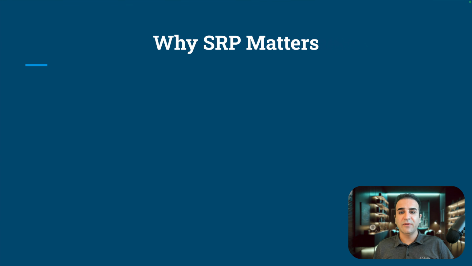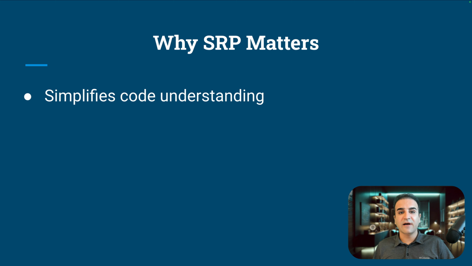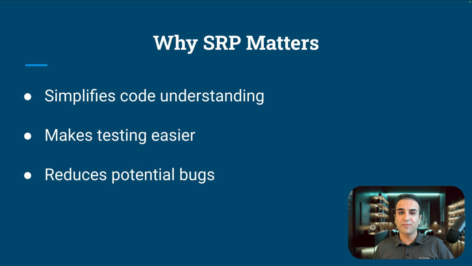So, why does SRP matter? Let me highlight 3 key reasons. It simplifies code understanding. When a class has just one job, it's easier to figure out what it does. It makes testing easier. A single-purpose class reduces the complexity of testing, since you're only verifying one responsibility at a time. It reduces potential bugs. By isolating responsibilities, you minimize the chances of a change in one area breaking unrelated parts of your code. These points make SRP a crucial part of writing clean and maintainable code.